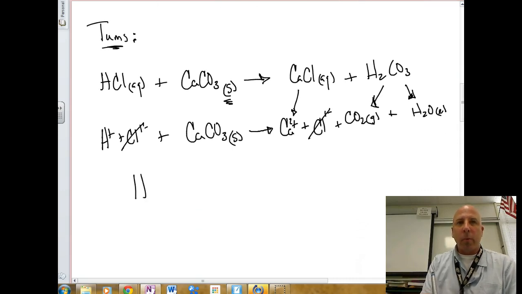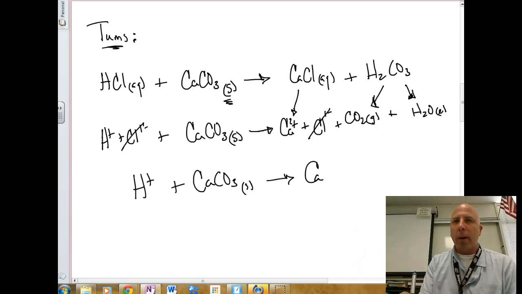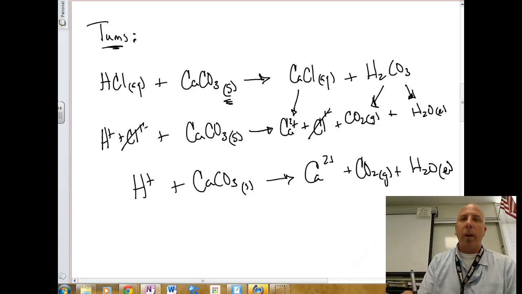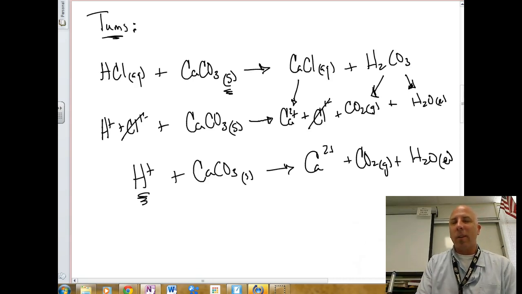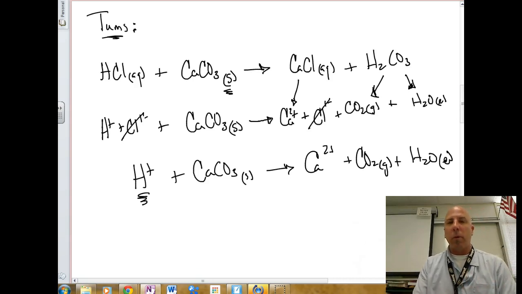Let's go ahead and clean this up real quick. See, H plus CaCO3 solid yields the calcium ion plus CO2 plus H2O liquid. And this is what occurs in your stomach, and this is what neutralizes a bit of the excess hydrogen ions in your stomach that can cause things like acidic stomach or heartburn or things like that.